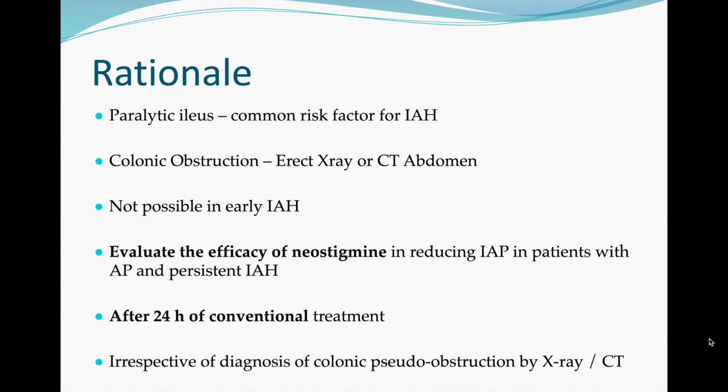So here I will tell you how colonic obstruction is diagnosed. Paralytic ileus, as I told, is a common risk factor for IAH. Now, colonic obstruction can only be diagnosed by an erect X-ray, which is difficult in patients with acute pancreatitis admitted in the ICU, or it can be done by CT abdomen. When the patient is developing high intra-abdominal pressure, going into intra-abdominal hypertension or abdominal compartment syndrome, the chances of organ failure are high and the patient could be in shock. These patients are difficult to shift to the CT console for a CT abdomen, and some may be on ventilator support. It will be difficult to shift them or to go for an erect X-ray. So it is not possible in early IAH.